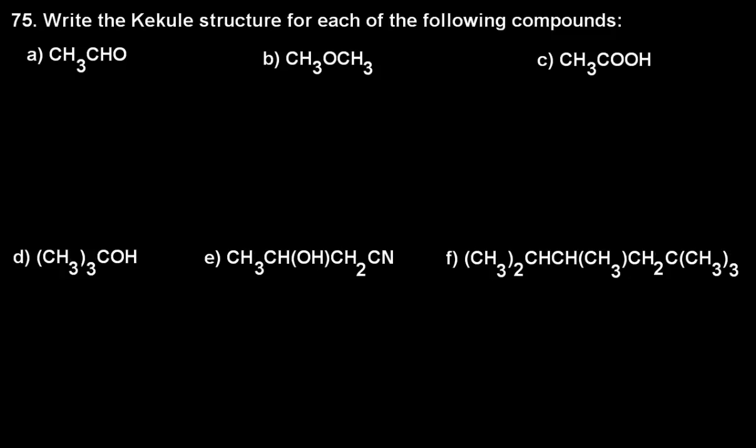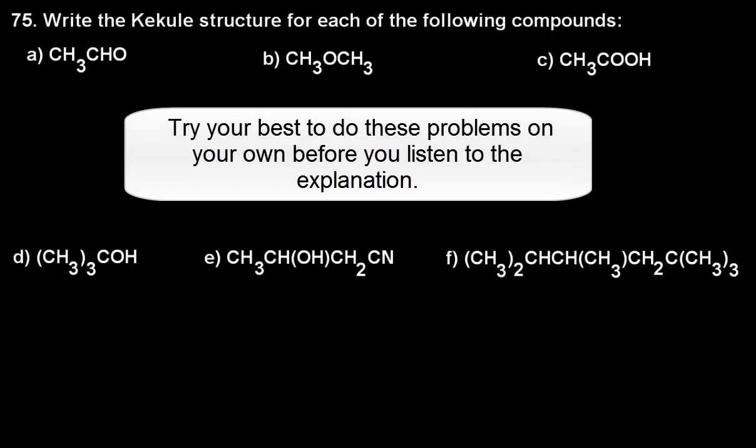Okay, so the next problem up on the docket is problem 75. Write the Kekulé structure for each of the following compounds. So we have 6 of these problems to do, and we can probably knock them out relatively quickly. So first problem we'll do is problem A.